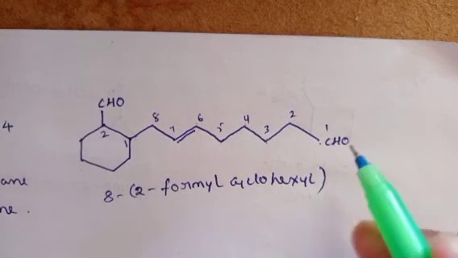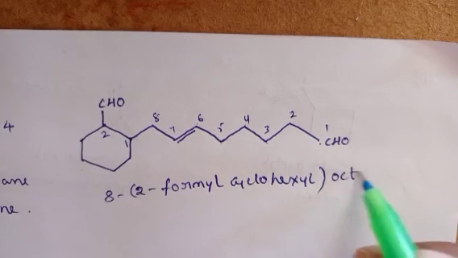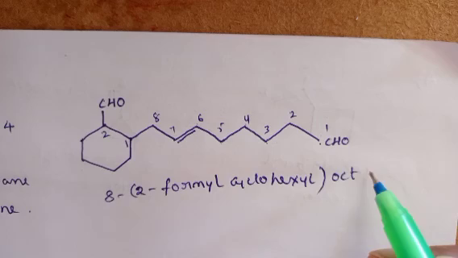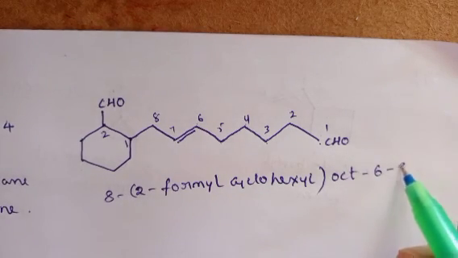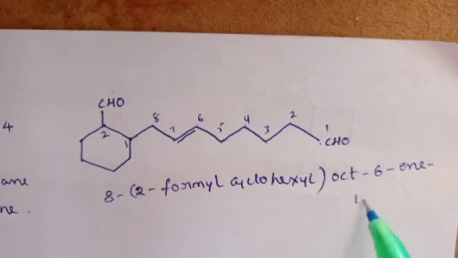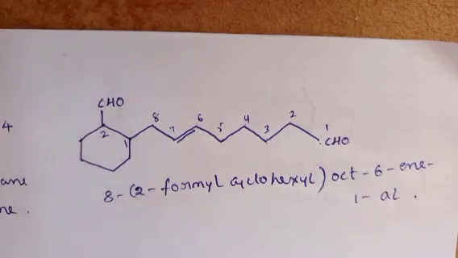Now come to the alkyl part. How many carbons? 8 carbons means oct. Only single bonds or a double bond? A double bond is present at the 6th position. So oct-6-ene and 1-al. This is the compound name.